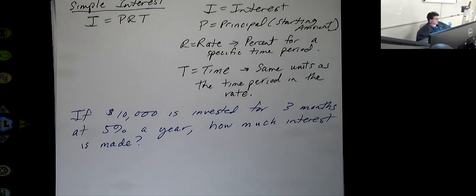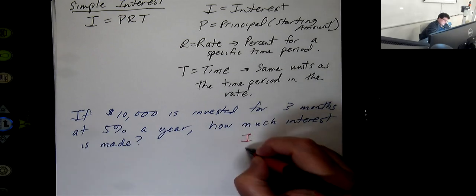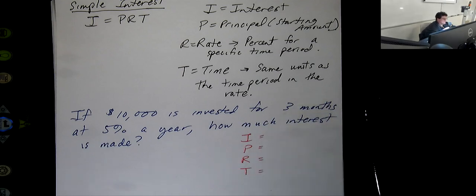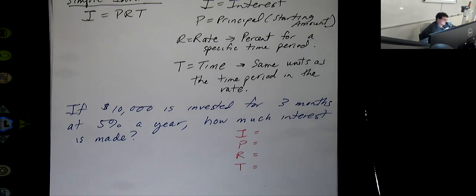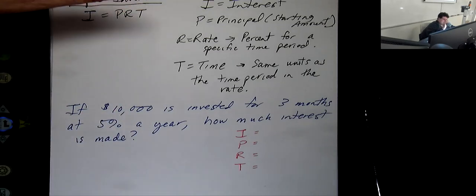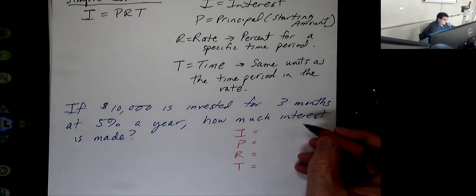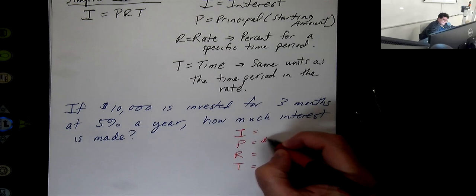So identify what we have. Can you fill in I, P, R, or T? We can't fill out T because it's not in the same units as the rate. They're in different time units, right? The principal we can write down right away: the principal is 10 grand.